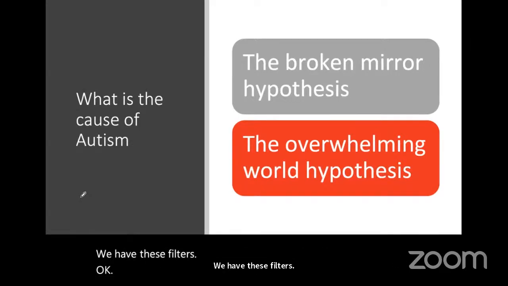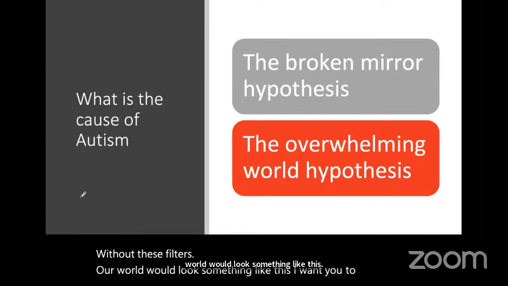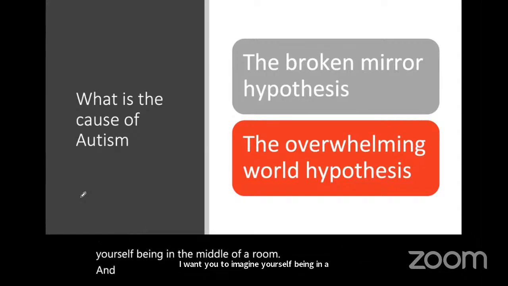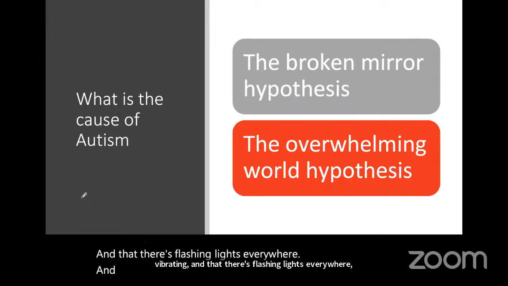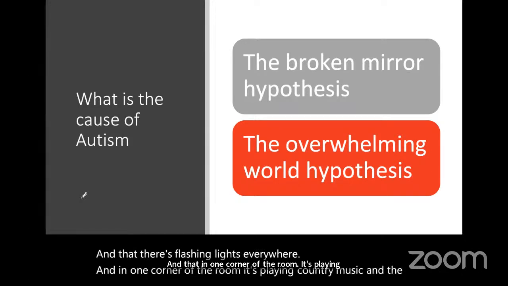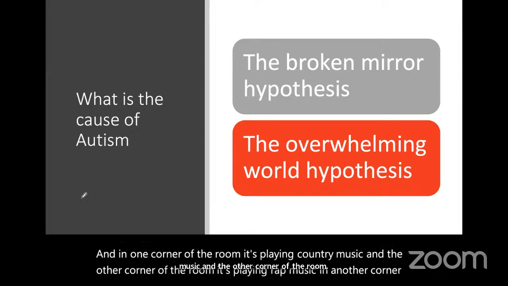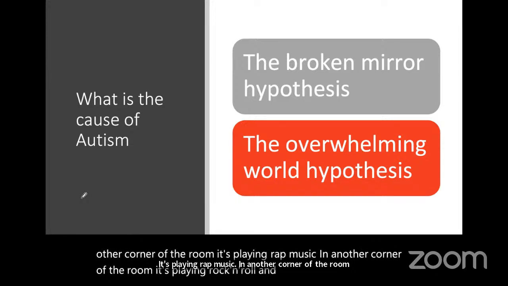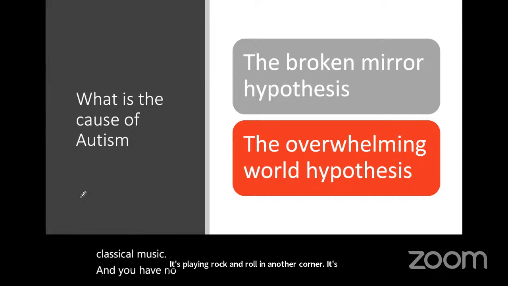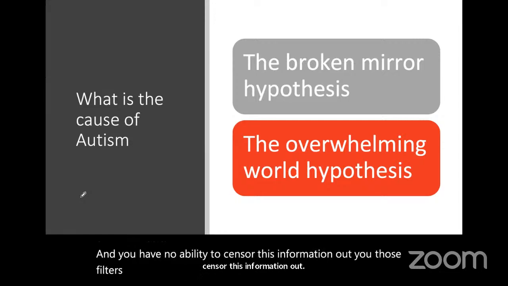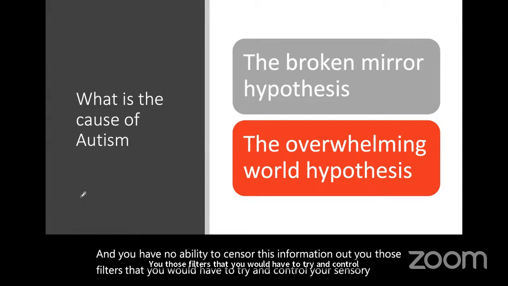Without these filters, our world would look something like this. I want you to imagine yourself being in the middle of a room, and you're in a chair that is constantly vibrating, and that there's flashing lights everywhere. And that in one corner of the room, it's playing country music. In the other corner of the room, it's playing rap music. In another corner of the room, it's playing rock and roll. In another corner, it's playing classical music. And you have no ability to censor this information out. Those filters that you would have to try and control your sensory world are not there.